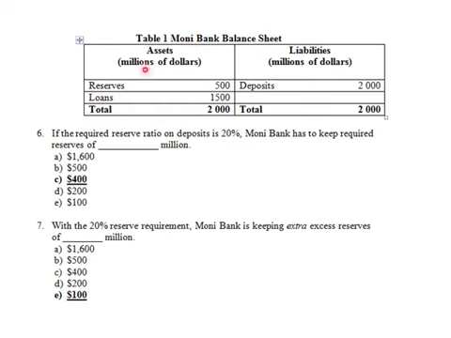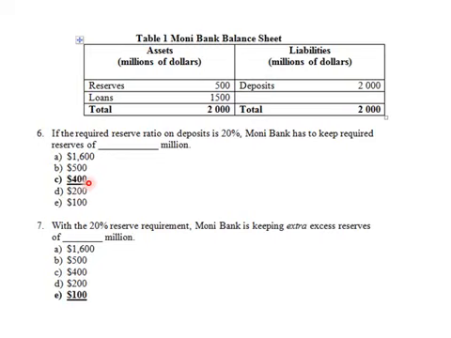Now the next few questions are based on this balance sheet of Money Bank. Let's take a look at question 6. It says that if the RRR, the required reserve ratio, is set at 20%, that means Money Bank must keep 20% of 2,000 with it. It cannot lend out 20% of 2,000. So we take 20% of 2,000, Money Bank must keep $400 with it as cash reserves. It cannot lend out this $400.